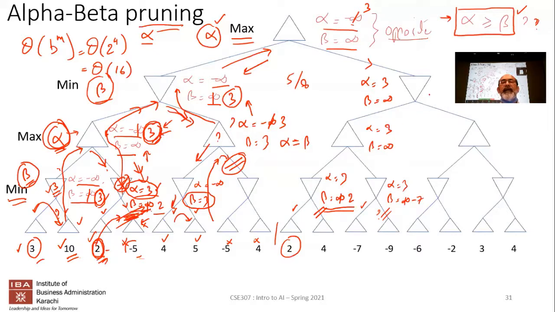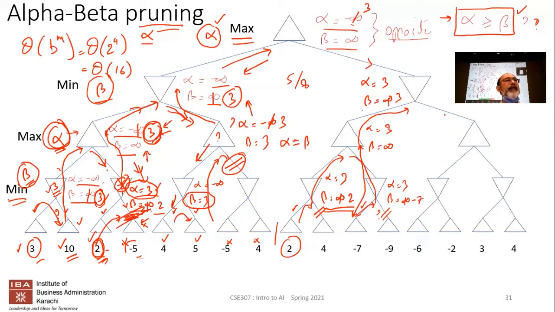When we go upwards, we've gone here. We didn't go here. We went upwards. We went all the way down over here, and then we didn't go here. We went upwards. And now we're going to continue our path over here. Does beta need to be updated? Beta is going to become equal to 3.